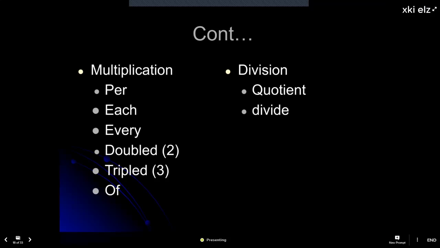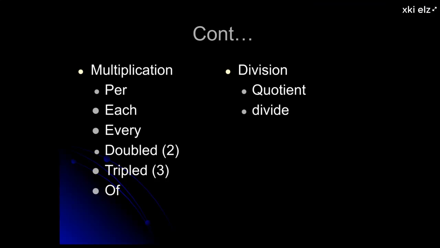All right, let's talk about multiplication and division. So multiplication, per is a big one. Per and each are both big ones that we're going to see as we get further into our word problems. We're going to see per and each quite frequently. Every shows up pretty often. Doubled and tripled are big ones. Doubled is special because it's multiplied by 2. Tripled is multiplied by 3.